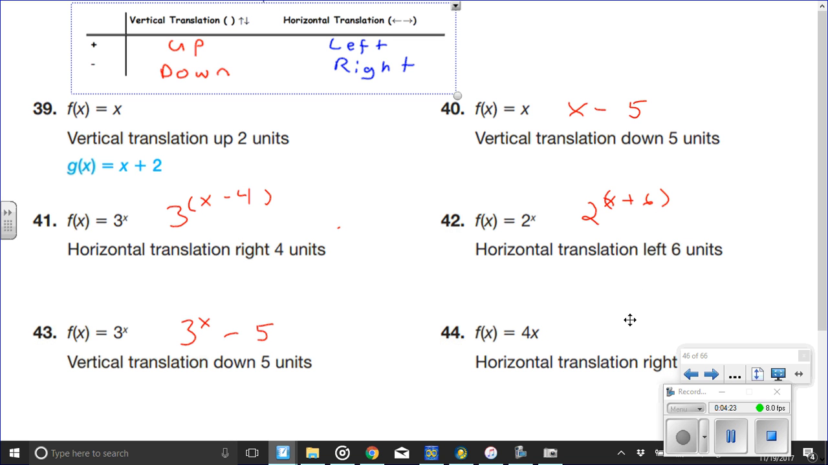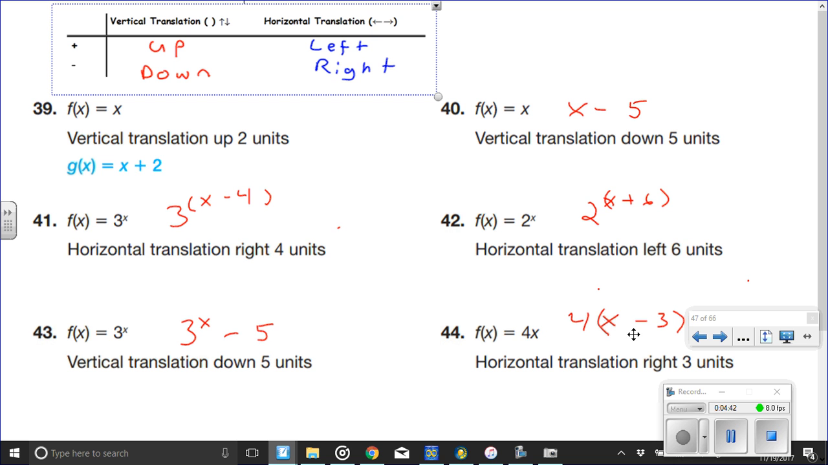All right, and our last example here is horizontal translation, which means we'll go left to right, and we're going to put it in parentheses because it's horizontal. And since it's going to the right here, so that 3 units, what we're going to do is go ahead and put it in parentheses and put minus because right is minus. So we got 4 times x minus 3 for horizontal translation. Okay? And that is horizontal and vertical translations. Next, I'm going to go ahead and show you vertical and horizontal reflections.